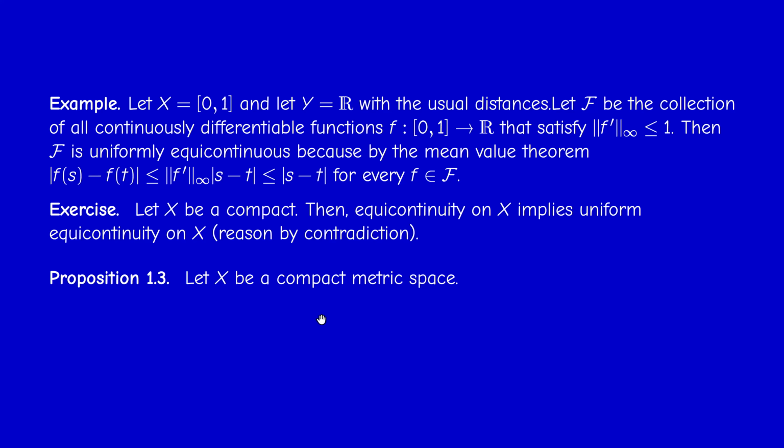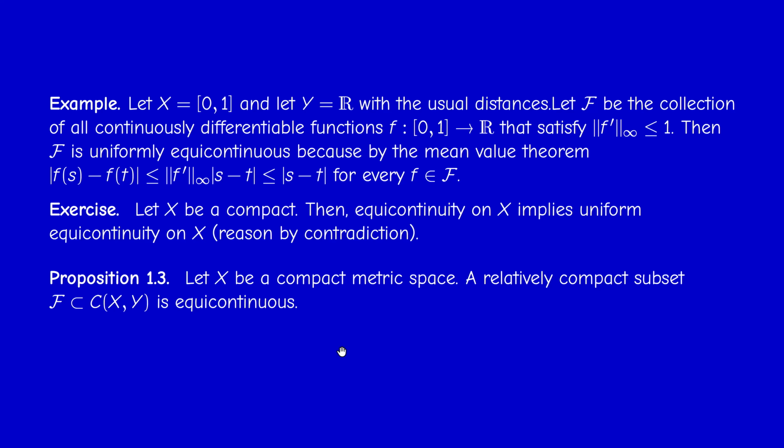Okay, and the next result tells us that equicontinuity is a necessary condition for relative compactness. So if you have a compact metric space X and a subset calligraphic F of the space of continuous functions from X to Y, if this set is relatively compact, then it's necessarily equicontinuous. So we found one necessary condition. Okay, why is this true?